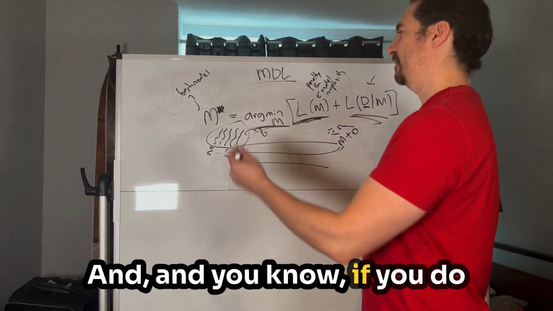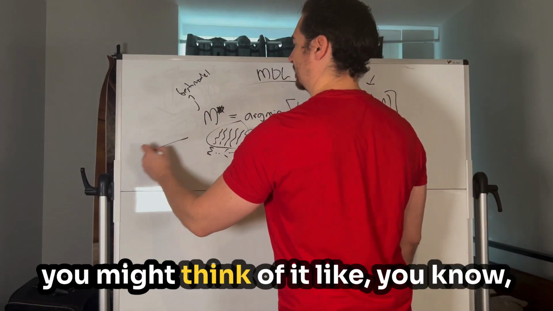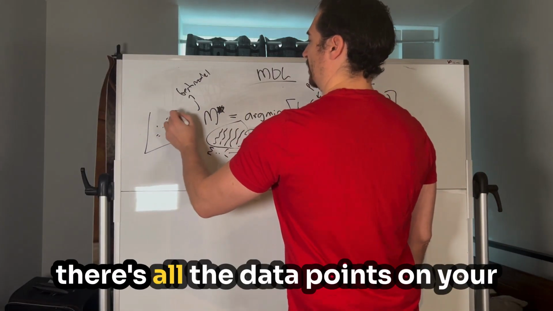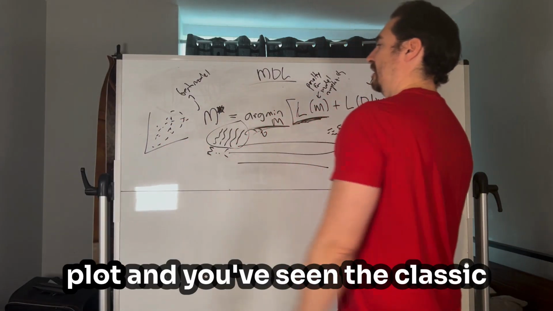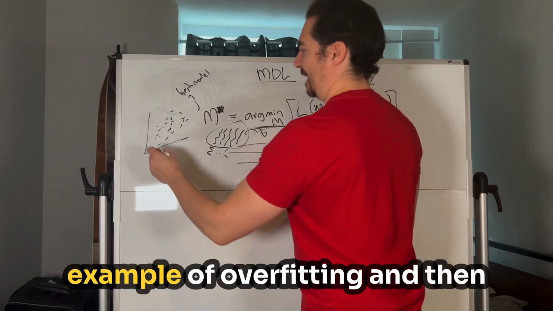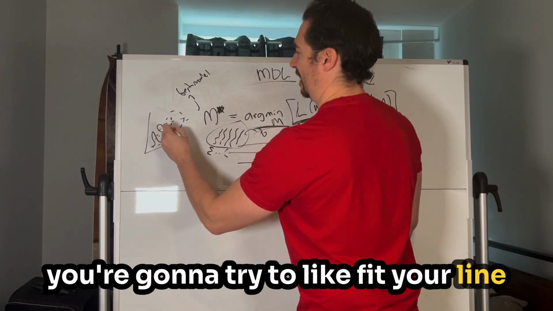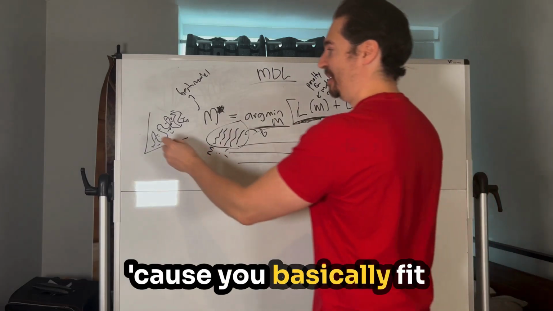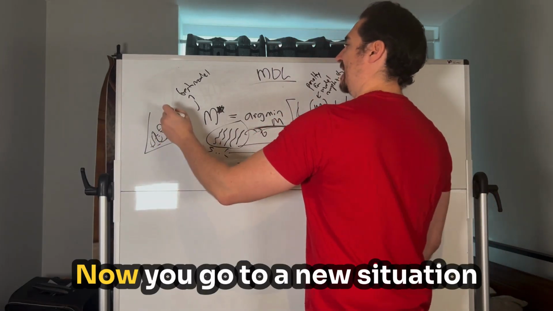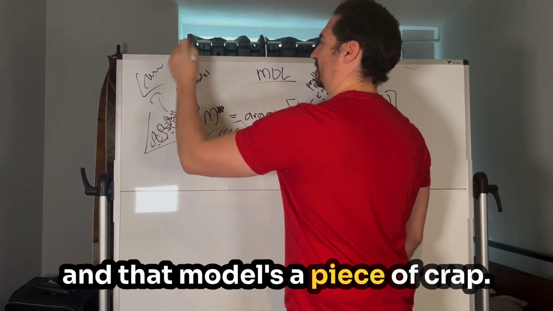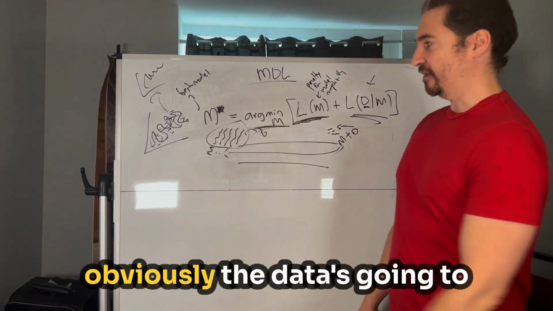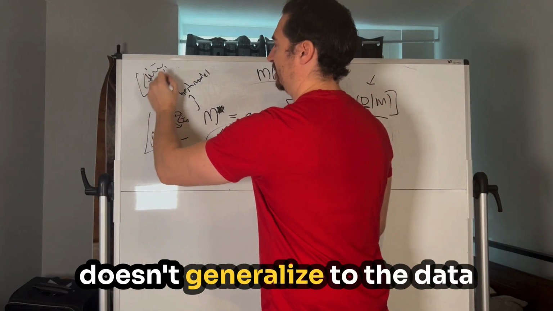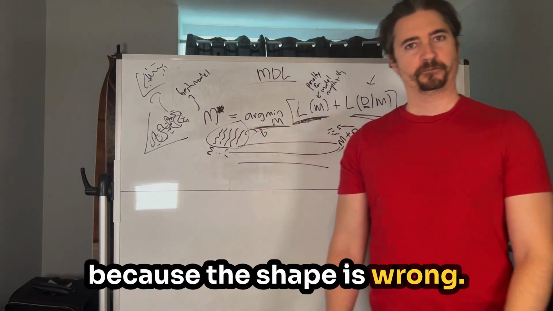Okay, and if you do anything in machine learning or AI, you might think of it like, there's all the data points on your plot, and you've seen the classic example of overfitting, where you try to fit your line to every possible data point. It'll explain that data super well because you basically fit it to every data point. Now you go to a new situation and that model's a piece of crap. It doesn't work because obviously the data is going to look a little bit different, and it doesn't generalize because the shape is wrong.